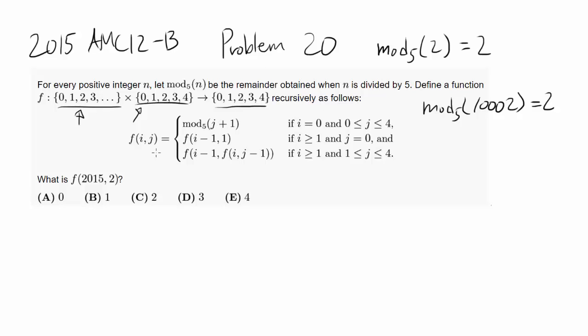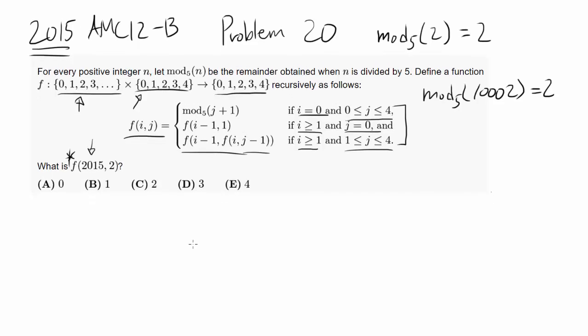Mod sub 5 of f of i, j. So you're plugging in i and j, and you have some constraints. If i is equal to 0, and j is between 0 and 4 inclusive, you're going to get mod sub 5 of j plus 1. For i greater than or equal to 1 and j equal to 0, you're going to get f of i minus 1, 1. And for i greater than or equal to 1 and j between 1 and 4 inclusive, you're going to get this crazy function. And you want to find f of 2015, 2, and of course 2015 is there because this test was administered in 2015. So let's figure this question out.